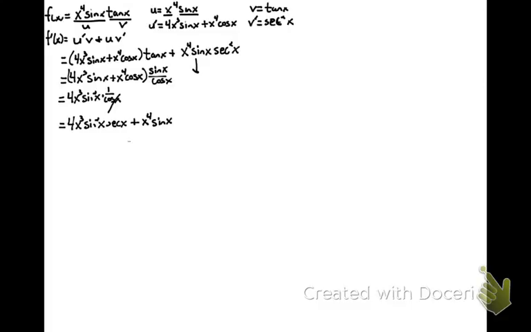And the last part, nothing really changes, so I'm left with x to the fourth sine of x secant squared x. So there's two issues with this problem. The first is, can you take the derivative, and the second part is, can you simplify?